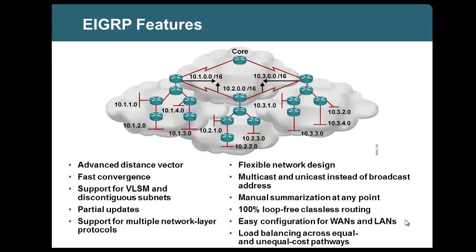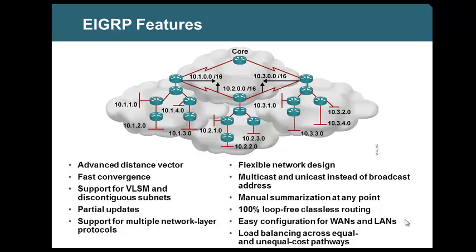Next, flexible network design. What does it mean? EIGRP supports any size network, small with 10 routers, 30 routers, 50 routers, hub and spoke topology, full mesh topology, partial mesh topology. It supports any network design.